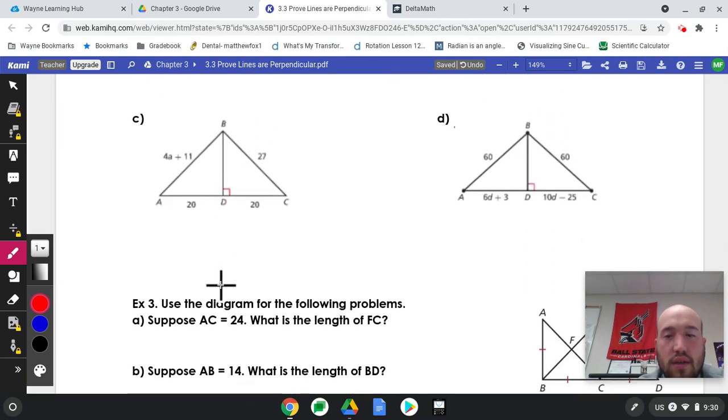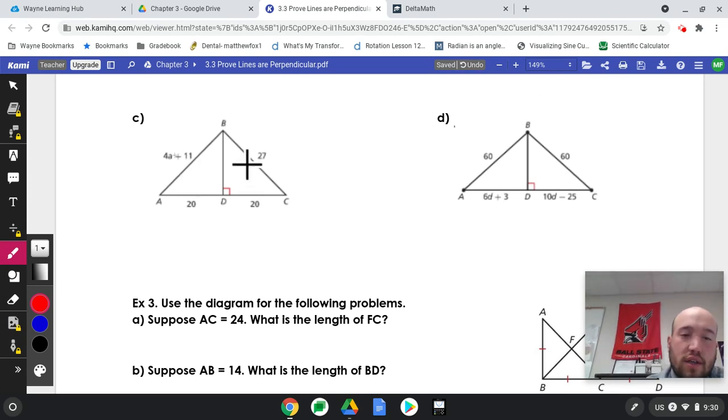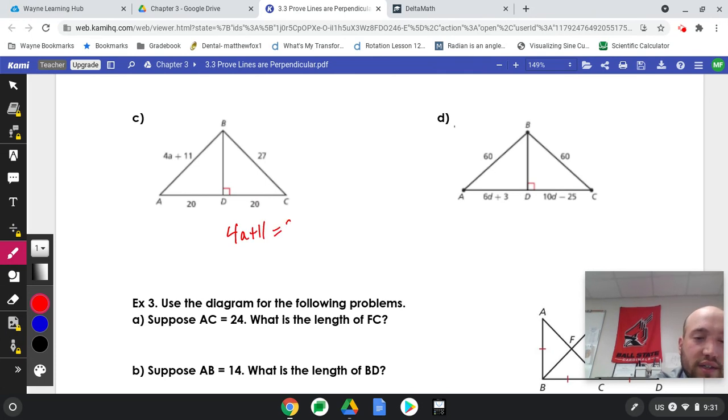All right. Example C here. 4A plus 11 will have to be equal to 27 in our case. Because these are the same, it's perpendicular because of this right angle, so we know those have to be the same. So 4A plus 11 equals 27, which means then that 4A would equal 16, A will equal 4.